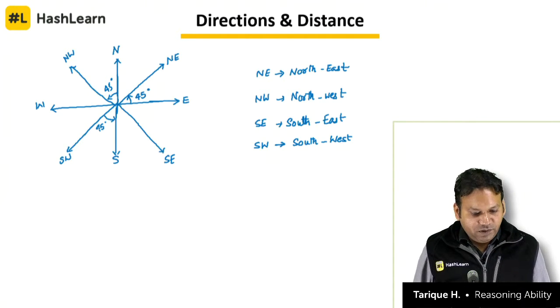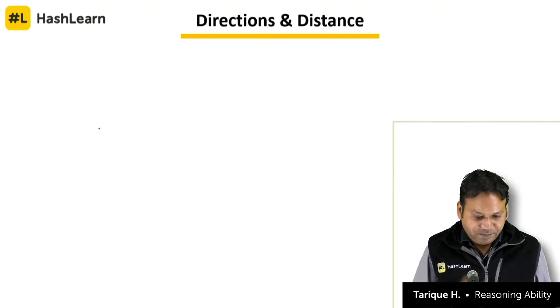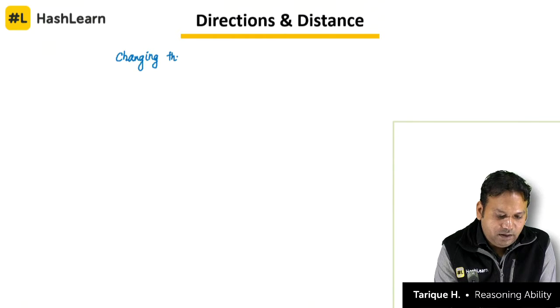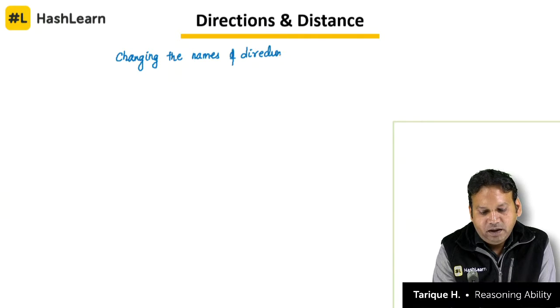Now next move to the third concept that we need to understand from directions and distance. That is regarding changing the names of directions, or we can say the arrangement of directions. You will see what I mean when I take an example to make you understand.